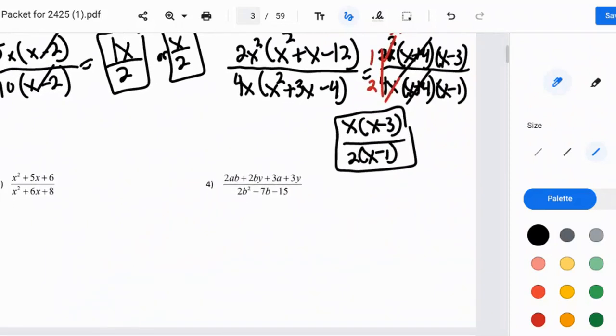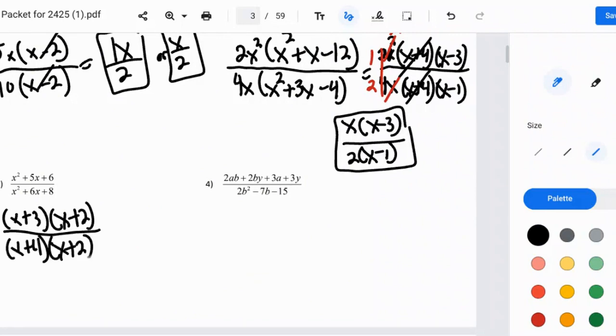For time, I'm going to skip 3. Well, I'll show it, but I'm not going to explain it. How about that? That way you can fast forward and see if you can do it. This is how you do it. Bang. This would be my answer. X plus 3 over x plus 4.